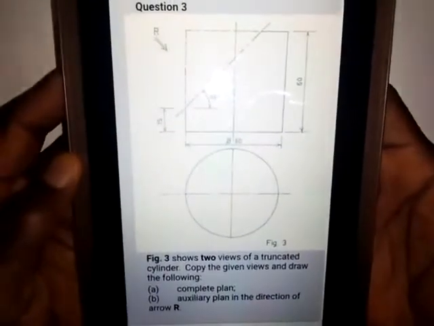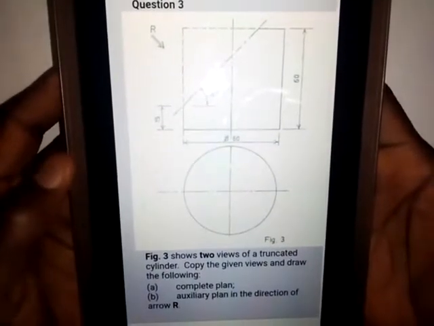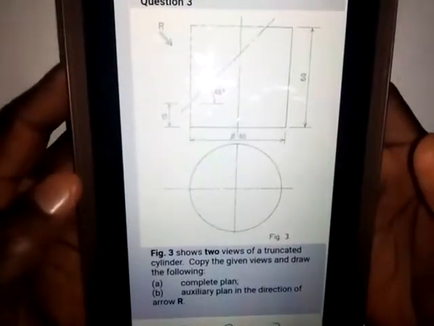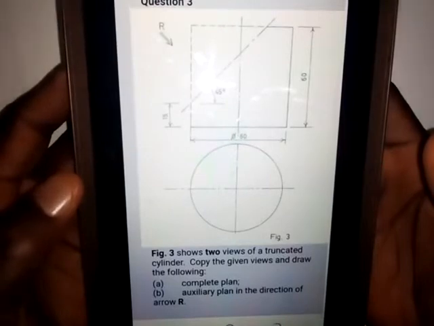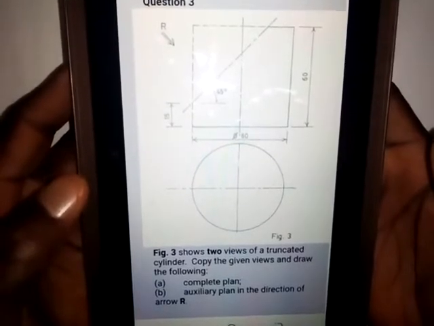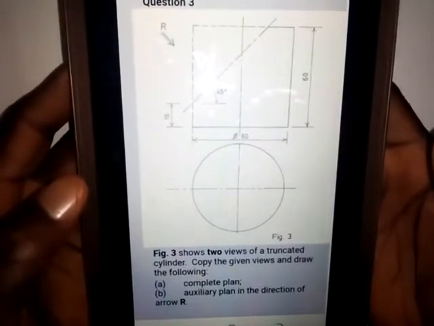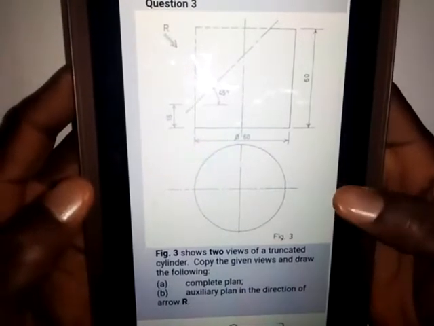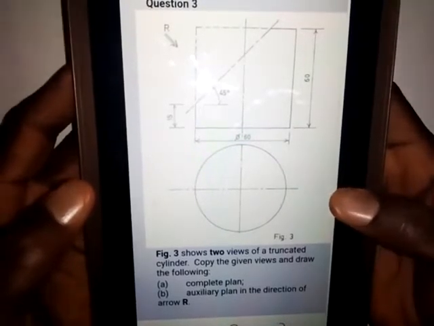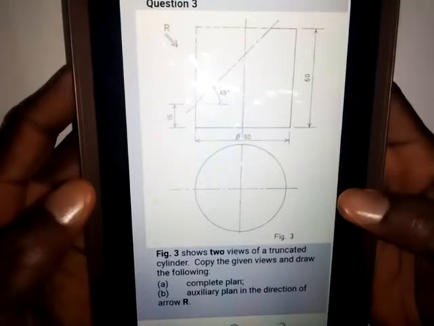Alright, here I want to show you how to solve this question, which happens to be a why question. Let's look at what the instruction says and what the question says so that we know what we want to do. As we have here, Figure 3 shows two views of a truncated cylinder. Copy the given views and draw the following. Question A says complete plan, and question B says auxiliary plan in direction of ROR.